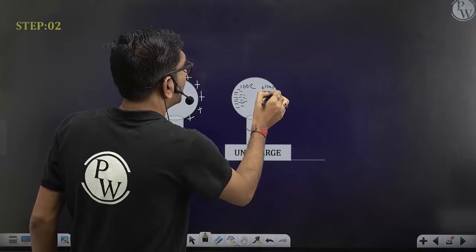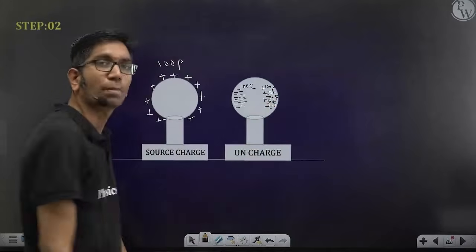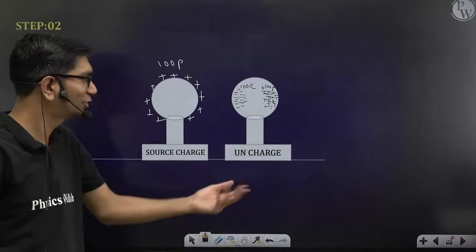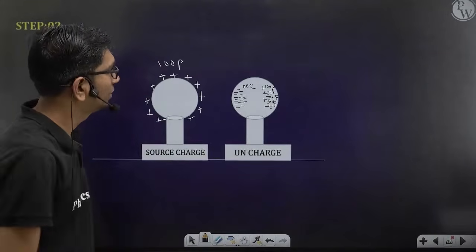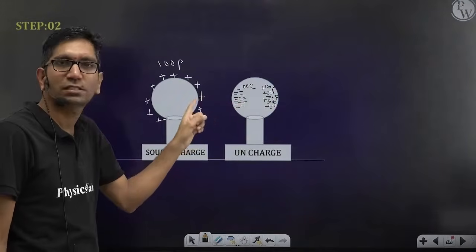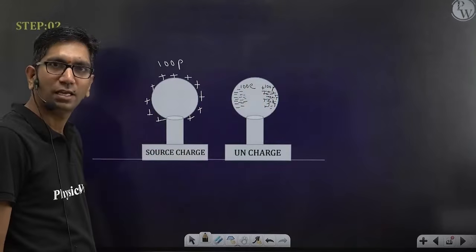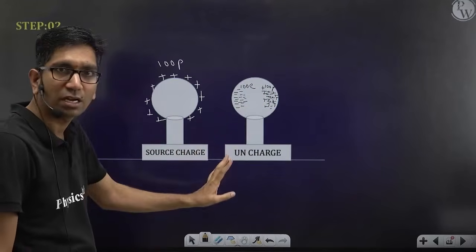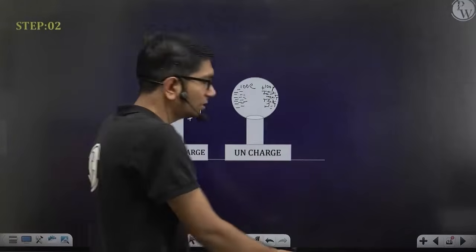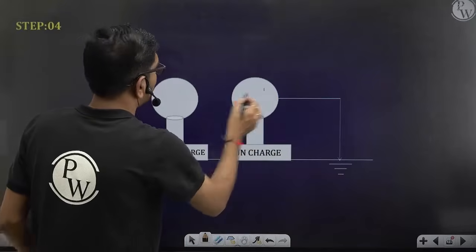So finally, here we have 100 protons, correct? Now, how do we make this one a charged body without contact? I'll show you. Positive charge goes there, repelled, and negative charge is attracted, because negative charge will be crowding here itself. Now, keep this as it is. I'm taking a wire and attaching it to the ground.